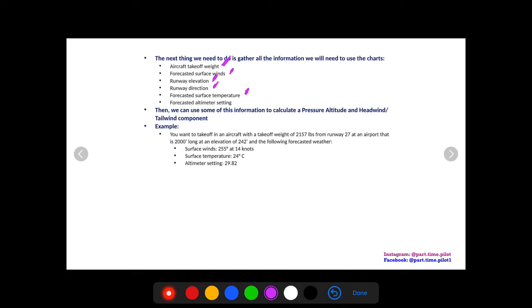You want to take off in an aircraft with a takeoff weight of 2,157 pounds from runway 27 at an airport that is 2,000 feet long at an elevation of 242 feet and the following forecasted weather. Surface winds 255 at 14. Surface temperature 24 degrees Celsius, and altimeter setting is forecasted to be 29.82. Okay, let's get into it.